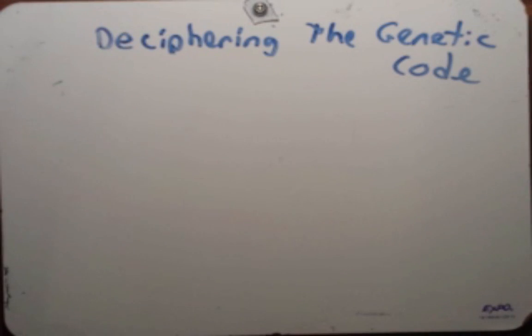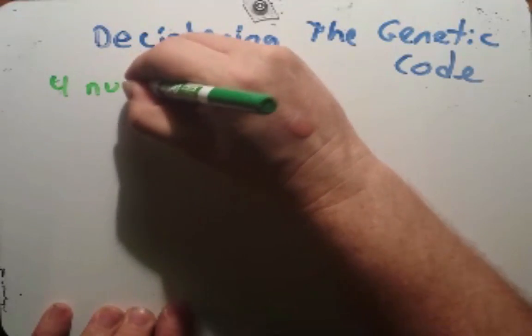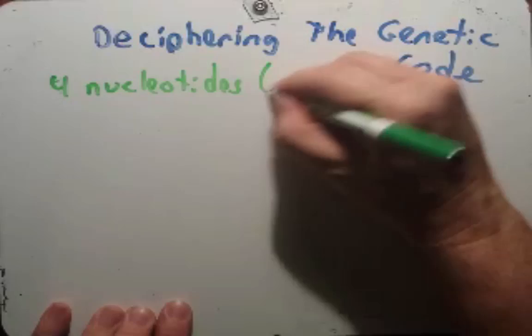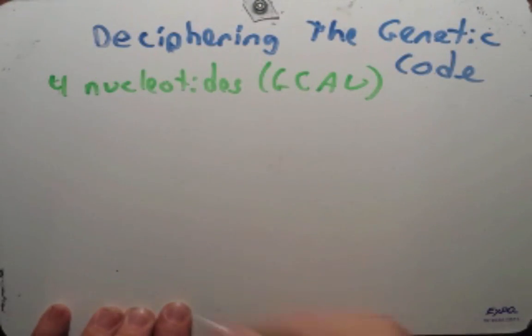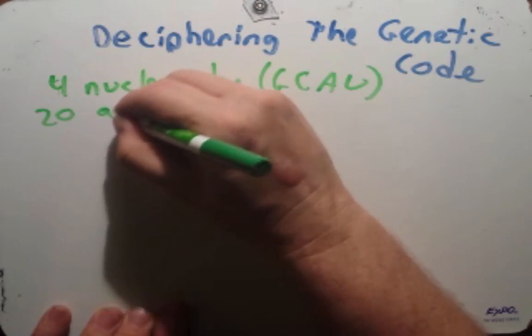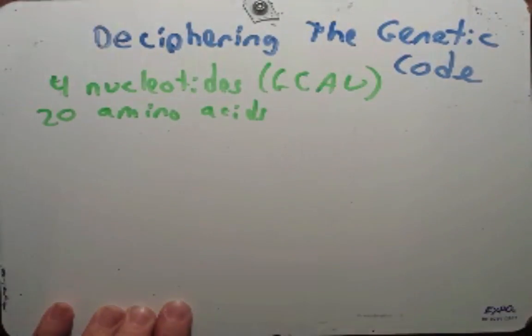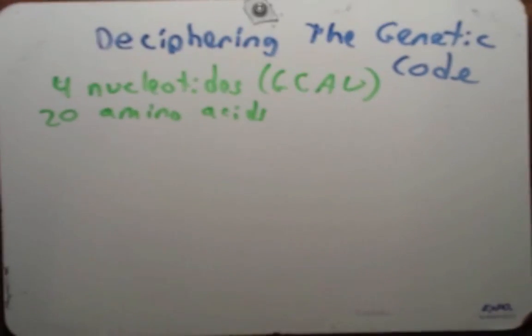Before we talk about how they deciphered the code, let's talk about some of the assumptions they made and some of the things they knew beforehand. They knew there were 4 nucleotides in RNA: G, C, A, and U. They also knew there were 20 amino acids. And they knew that these 4 nucleotides had to somehow combine in a certain way to make these 20 amino acids. How were they going to do that?